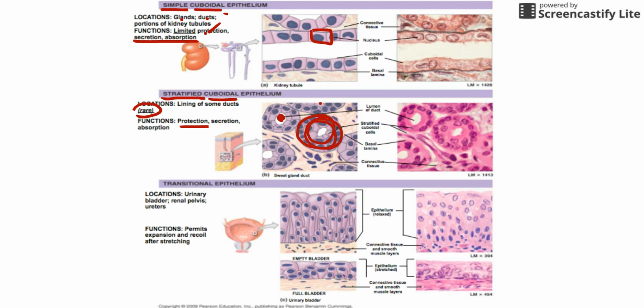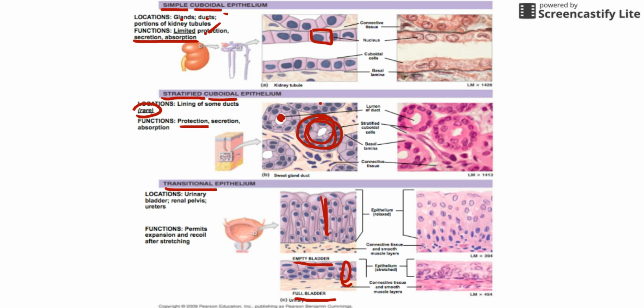Okay, so stratified cuboidal, simple cuboidal, same idea, except stratified is a little bit more protective because it's thicker. Right? Transitional, getting down here, transitional is cool. Now, transitional is called transitional because it will actually change in thickness. When the bladder is empty, it's nice and thick like this. When the bladder is full, it becomes much more thin.